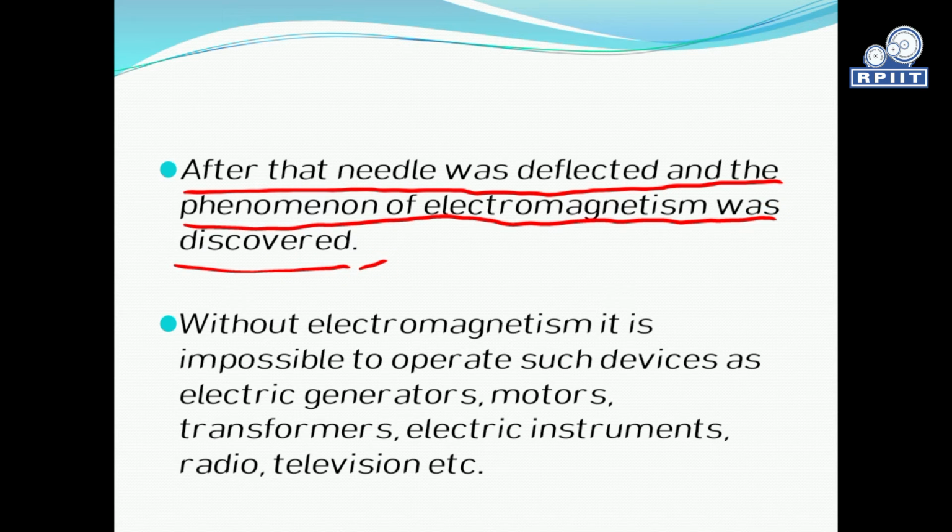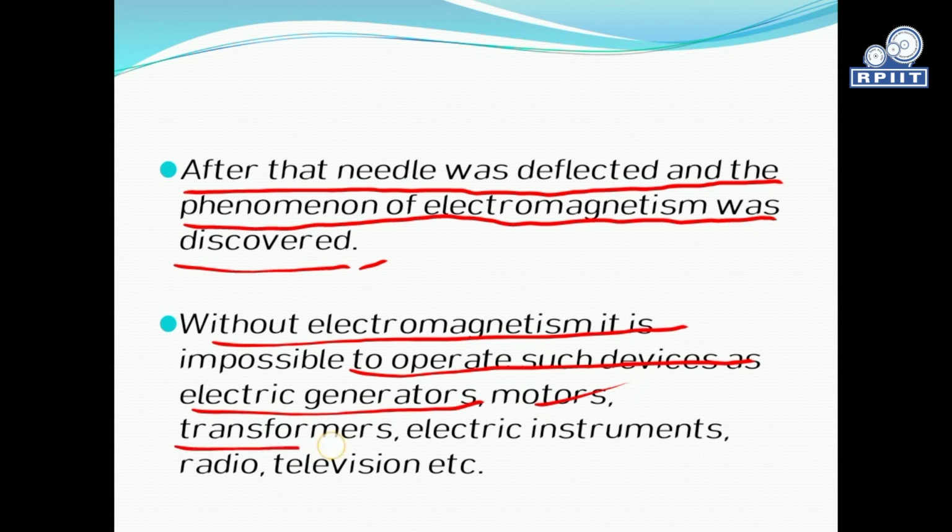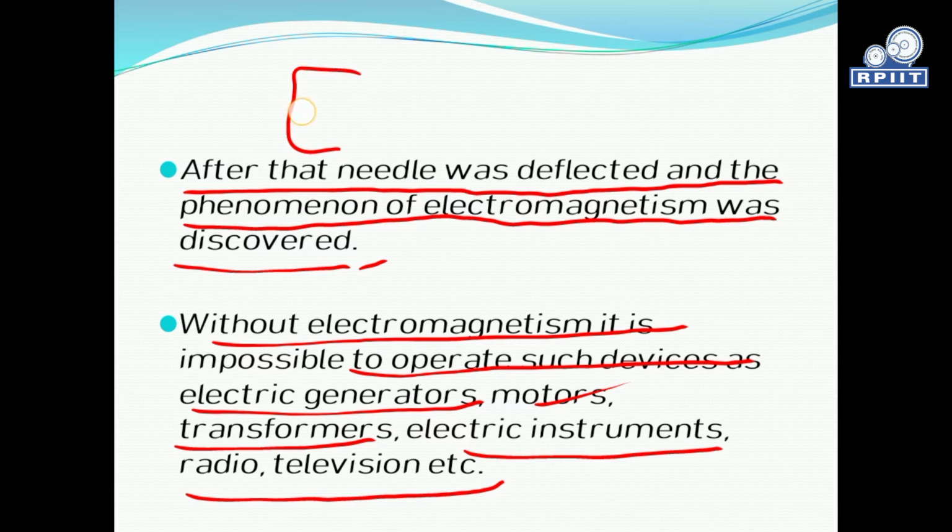Without electromagnetism, it is impossible to operate such devices as electric generators, motors, transformers, electric instruments, radio, television, etc. These instruments are based on the principle of electromagnetism or electromagnetic induction. Our transformer, our generator, our motors are based on the principle of EMI, electromagnetic induction.